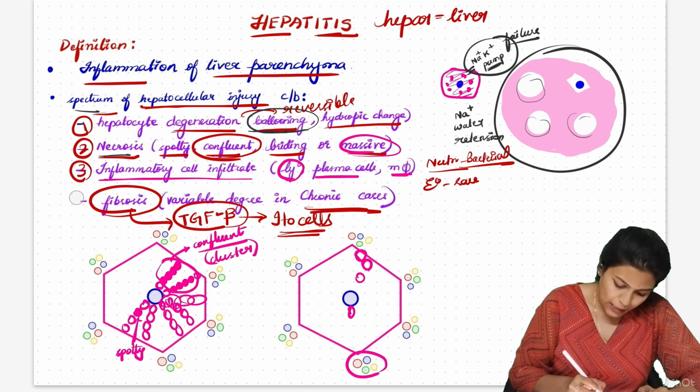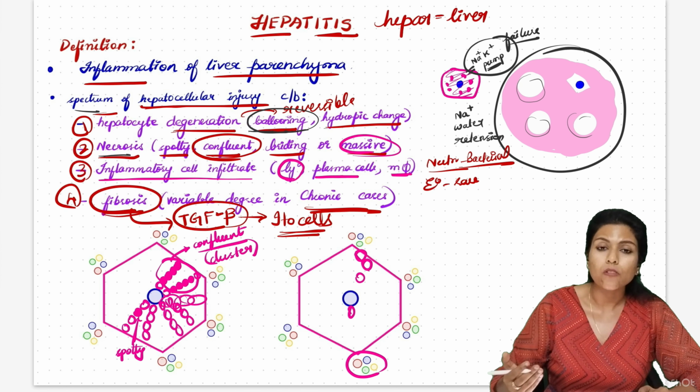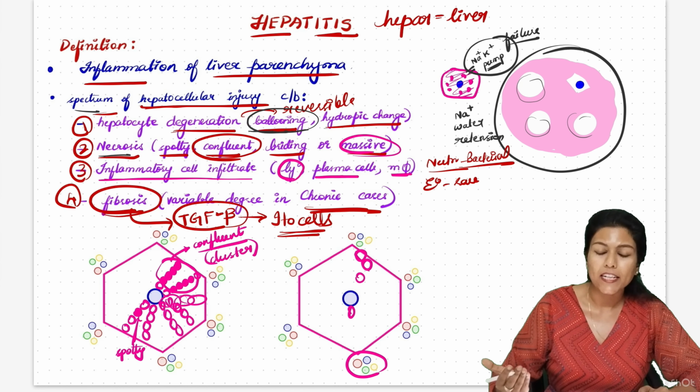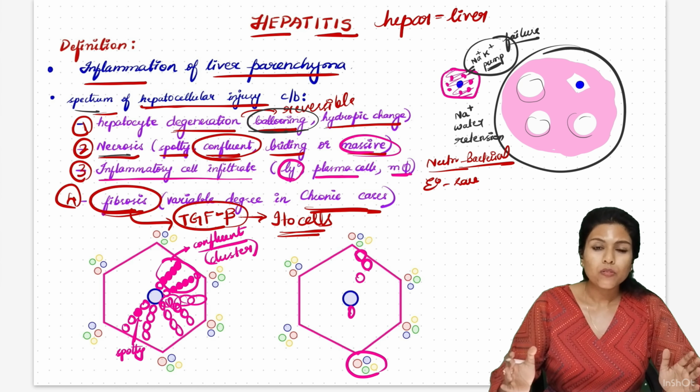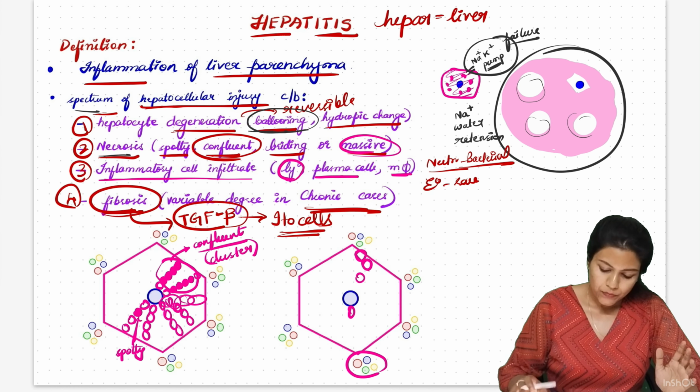For number four, there can be fibrosis. In chronic cases, fibrosis occurs because of the TGF beta secreted by the Ito cells, which act like myofibroblasts. This is all about this introduction, a brief introduction or definition of hepatitis.